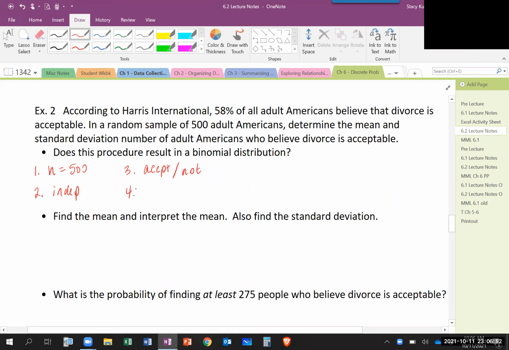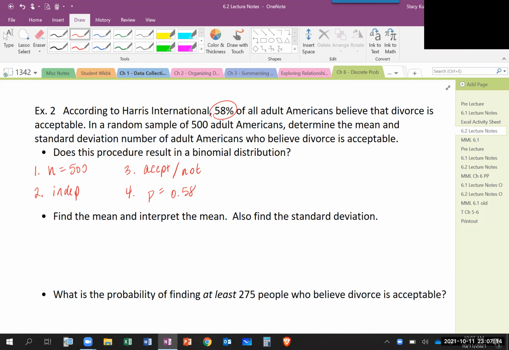And is the probability the same for each of these experiments? Yes. So little p is equal to 0.58. The 58% that was given in the problem is the probability of success.